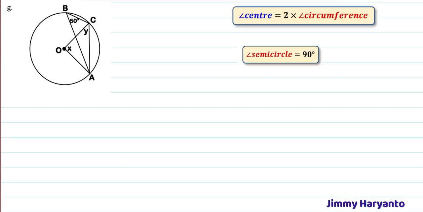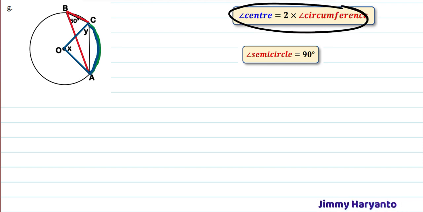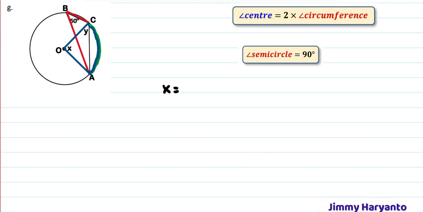And then the last question, G. For this one, I can see the circumference angle right here, and it's facing AC as the arc. And then I can also see the angle of center, this one, and the angle of center is also facing the same arc as the 50. That means this rule will be applied. The angle of center equals x, 2 times the angle of circumference, which is 50 degrees. That means x equals 100 degrees.